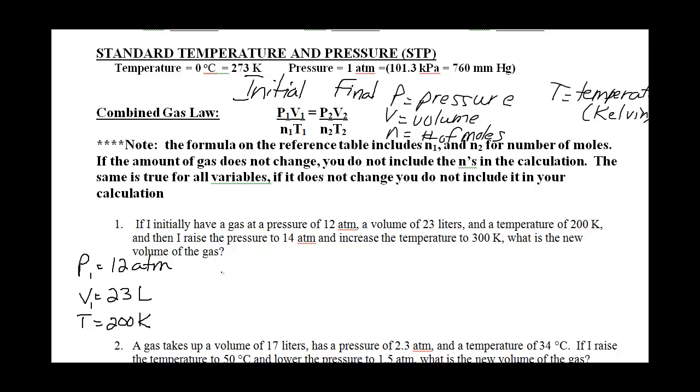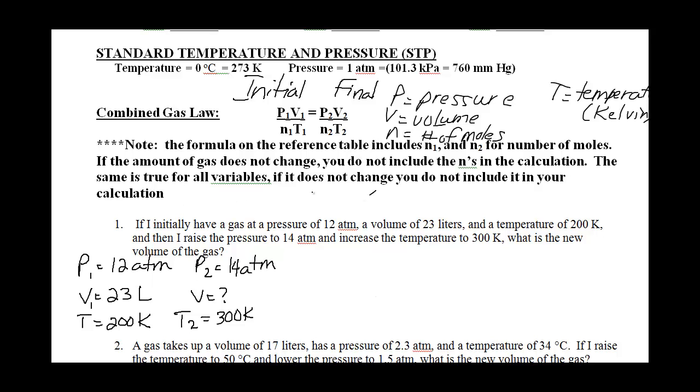Then I raise the pressure. That means I'm changing pressure, so that's my new pressure, to 14 atmospheres. So I'm increasing the pressure, and it says that I'm going to increase the temperature. What is happening to my volume? So I have 6 variables here. Notice, what did I not talk about? We didn't talk about the N, so that means I'm going to ignore it. I'm assuming I have the same gas. I'm not changing the amount of gas, so I don't even have to worry about the moles in this problem.